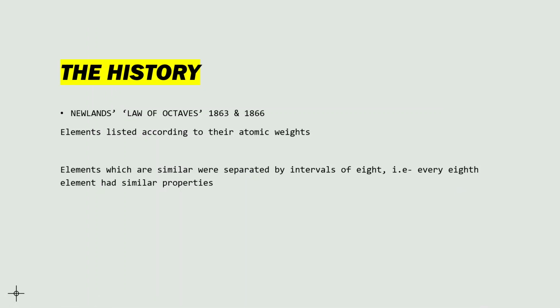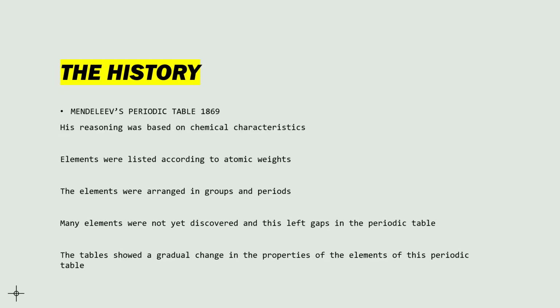Next, we have Newland's laws of octaves, 1863 and 1866. Now, the elements were listed according to their atomic weights. As I said, the atomic weights back then is what we call the atomic mass now. Elements which are similar were separated by intervals of 8. So every 8th element had a similar property. Okay? So in basic terms, for example, every 8th pencil would have been black. Every 8th, and then the other 8th pencil would have been green, and so on. But that is not the exact case, but that's supposed to be an example. I hope that is helpful.